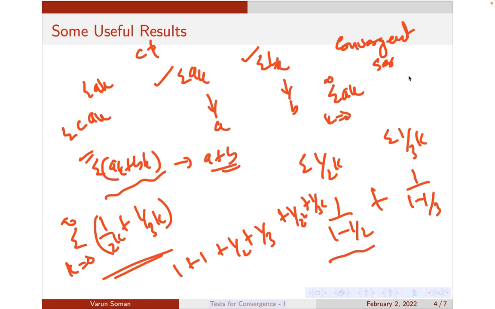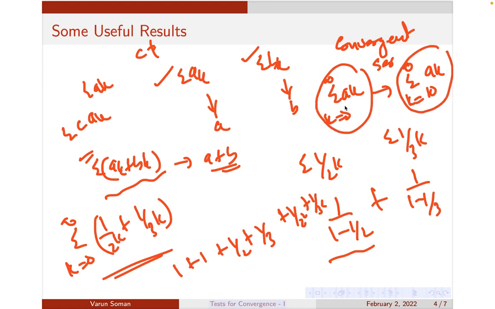Okay, if I consider this series, sigma k equals 10 to infinity of a_k, actually both are the same series, only thing is that I have just removed 10 terms there. Now the removal of 10 terms, or a removal of a finite number of terms, will not affect the convergence or divergence. Suppose sigma a_k is convergent, this also will be convergent. Suppose sigma a_k is divergent, this also will be divergent.